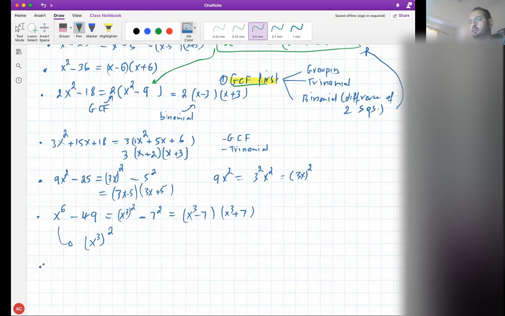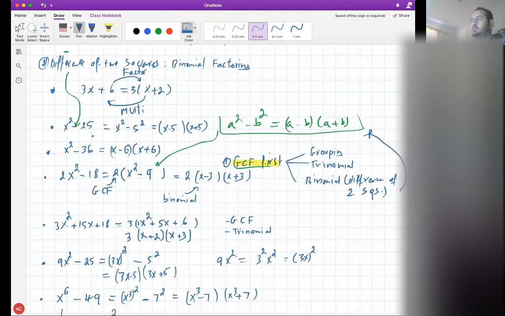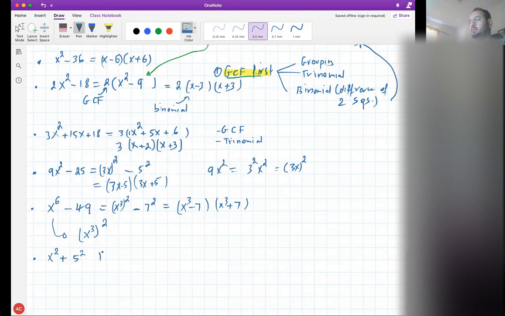If you have, for example, x to the second plus 5 to the second, this does not factor. It's not like this one with a minus. So this is what we call a prime. Prime can't factor. So keep that in mind.